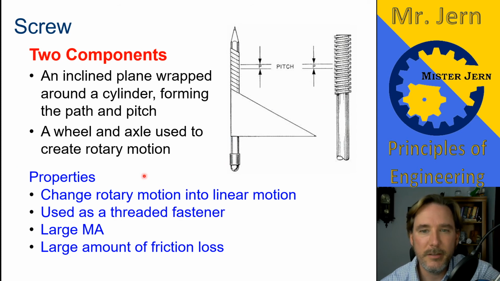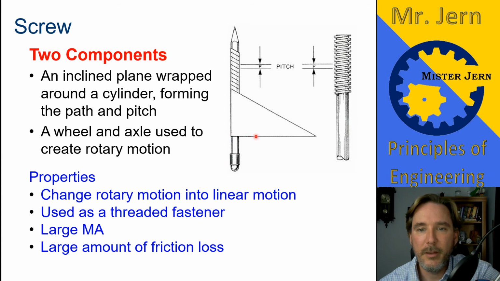So what a screw does is it changes rotary motion into linear motion. If you have a screw, you're turning it, you're twisting it. That's the rotary motion. And so why do you do that? Well, you want it to go down. You want to go into something or out of something. And so you're changing a spinning motion into a linear motion. That's the purpose of a screw.